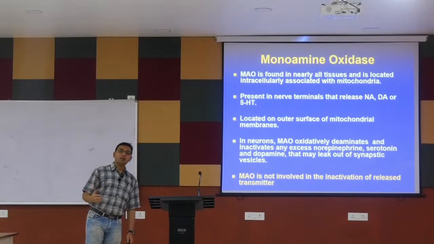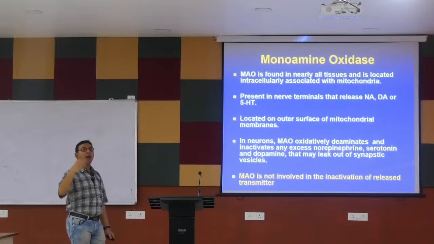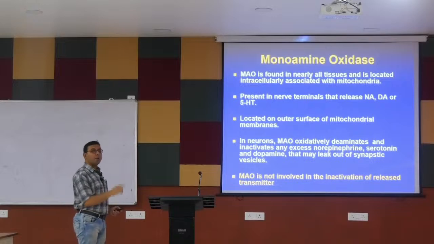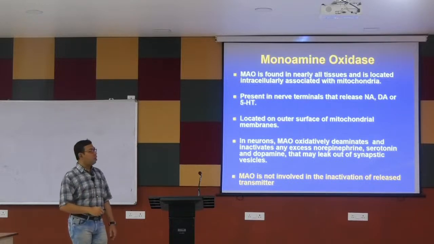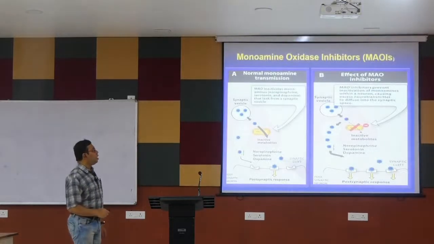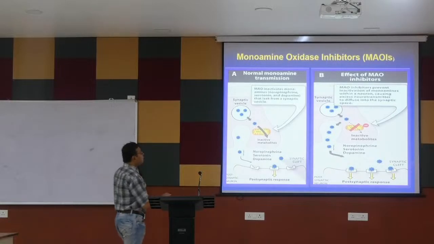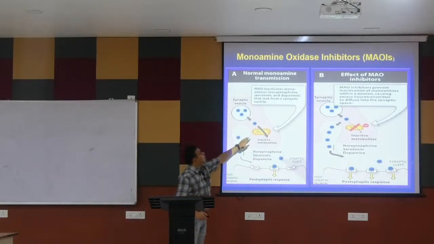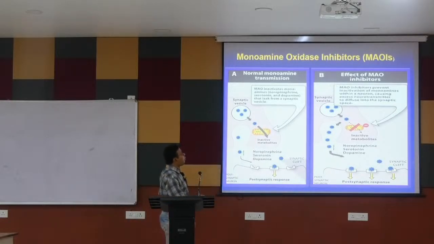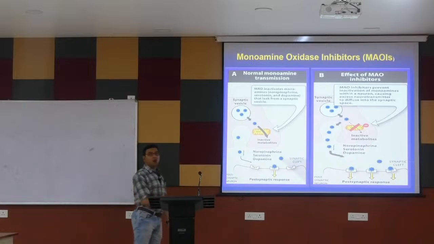So already released transmitter inactivation সাধারণত হয় না, তার আগেই রিলিজের আগেই ইন্ট্রাভেসিক্যালি আমরা সেটার কিছুটা মেটাবলিজম করে দিতে পারবো যদি আমরা ইনহিবিট করি monoamine oxidase কে by means of the monoamine oxidase inhibitor. So you can see this monoamine oxidase inactivates the monoamines, norepinephrine, serotonin and dopamine.